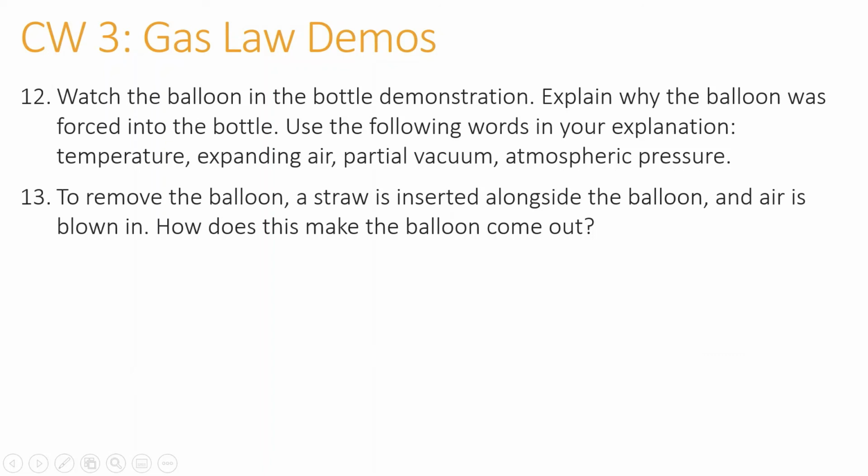So you have 2 questions to answer here. Explain why the balloon was forced in the bottle. Use the following words: temperature, expanding air, partial vacuum, and atmospheric pressure. Number 13: we can put a straw alongside the balloon and blow in air. Why does this make the balloon come out?